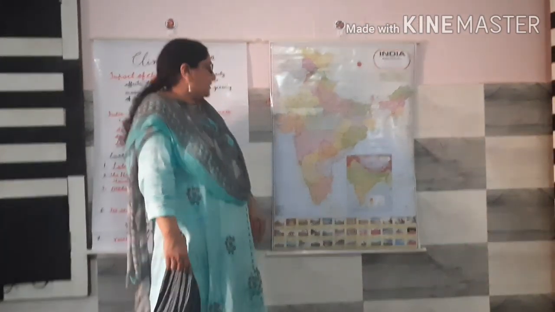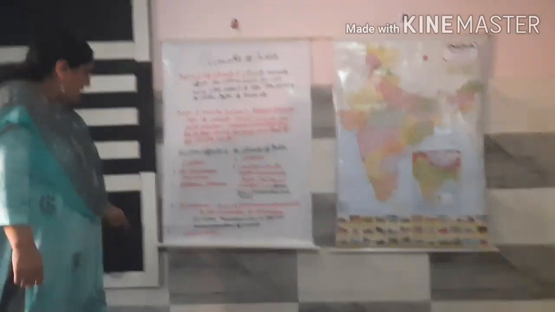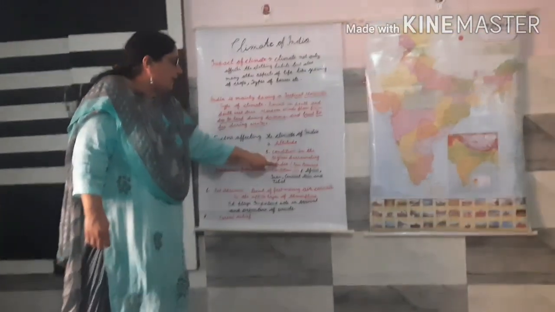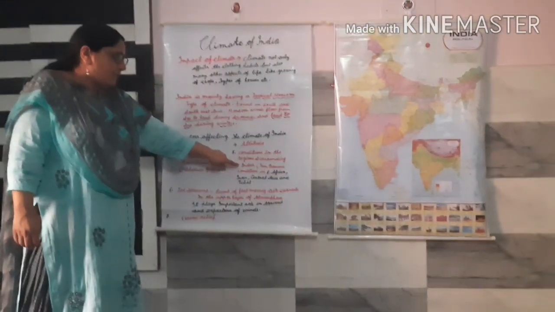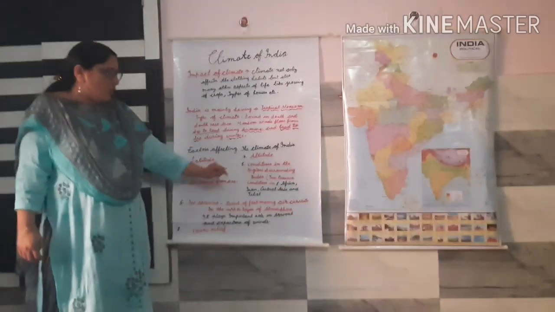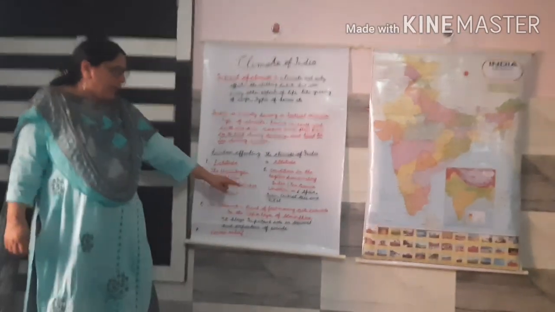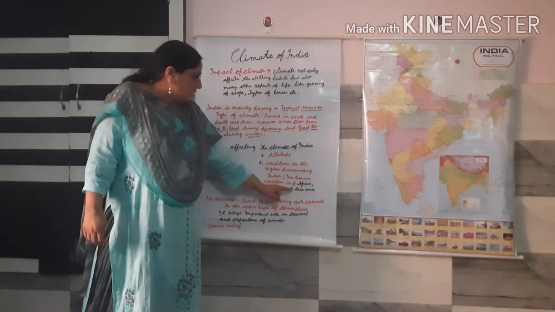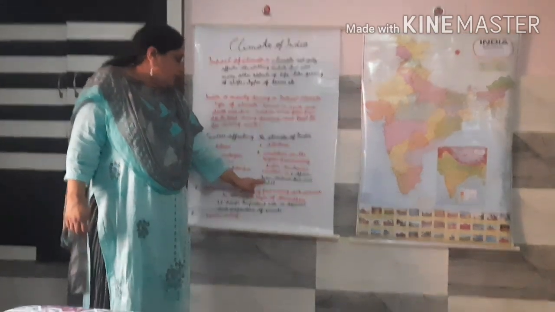Then our next point is the conditions in the regions surrounding India. Whatever temperature and pressure conditions lie in our nearby areas also affect the climate of India, like the temperature and pressure conditions of East Africa, Iran, Central Asia and Tibet.